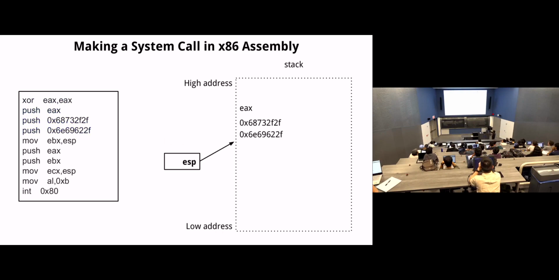After that, we move ESP. So ESP points to what? ESP points to the string now. That's the string /bin/sh. Now we move the value of ESP into EBX.